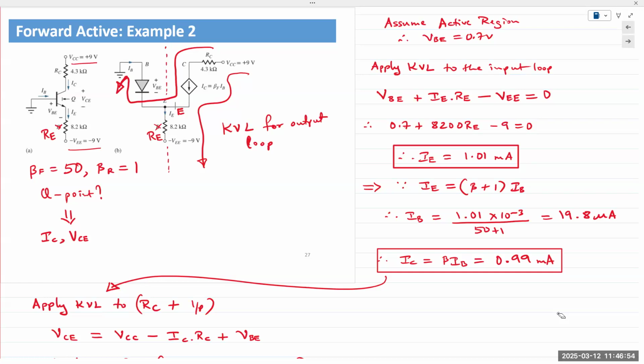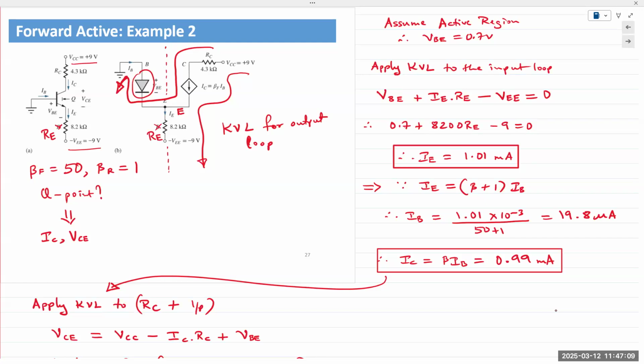Yeah, so the base emitter junction is forward bias, hence it behaves like a diode. Hence, in the forward active model, we use a diode to illustrate the base emitter junction. Makes sense to everyone? This is the forward active mode.